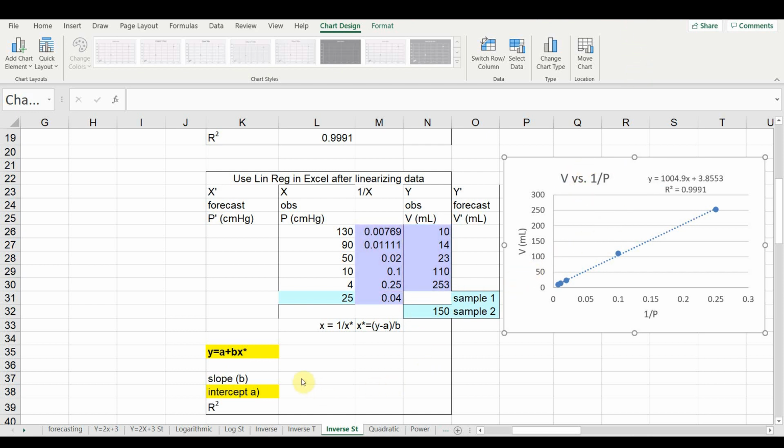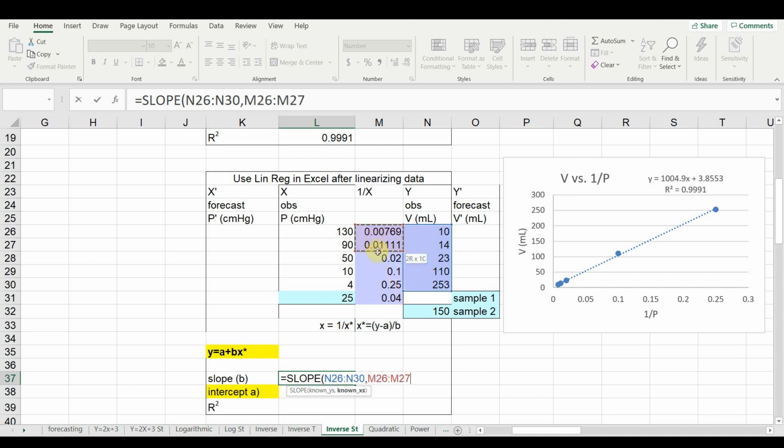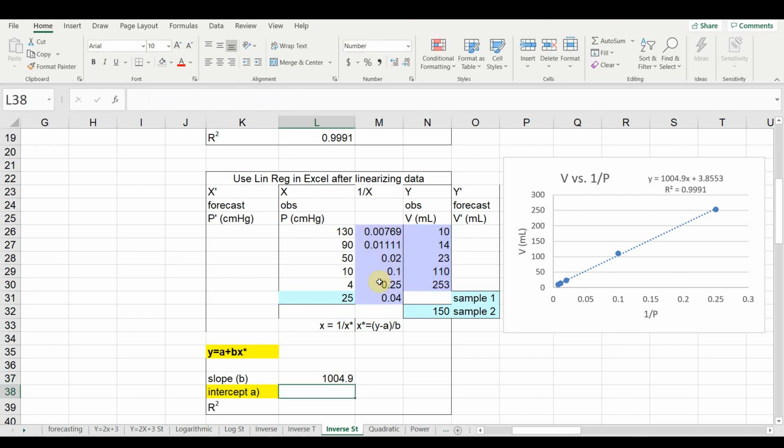So first we better get our regression coefficients. So we can get the slope. Now we could fetch it from the insert function, but let's do it differently this time. We'll just say equals slope, tab. The known y's will be these first 5 y values, comma, the known x's will be our 1 over x values, not the x values. 1 over x is linear. 1004.9, same as the one above.